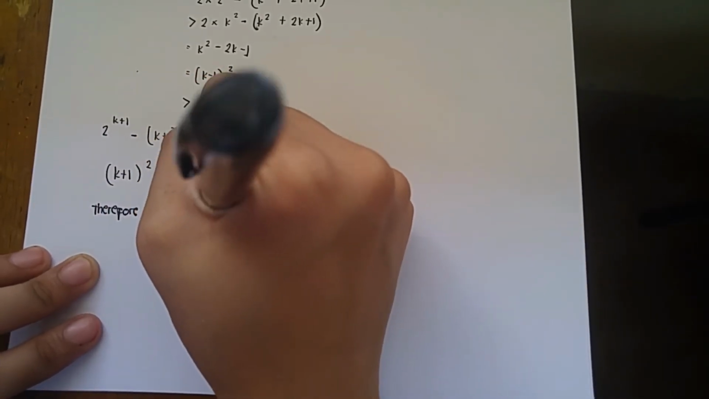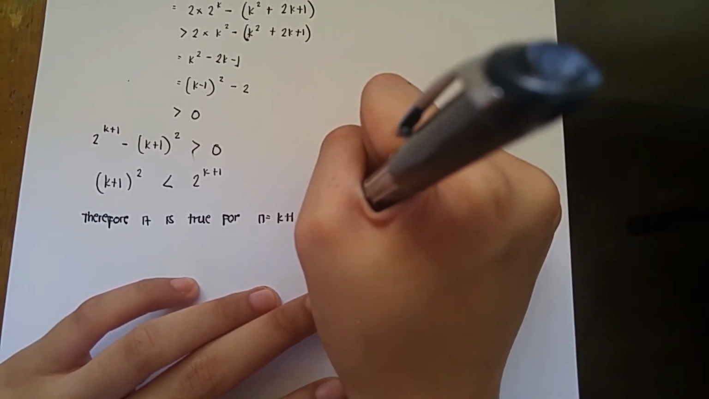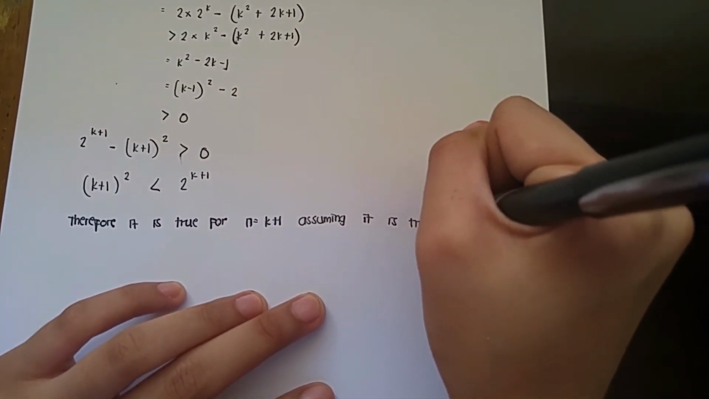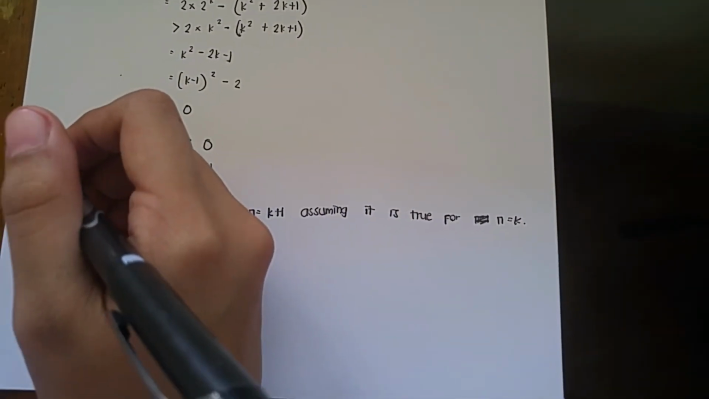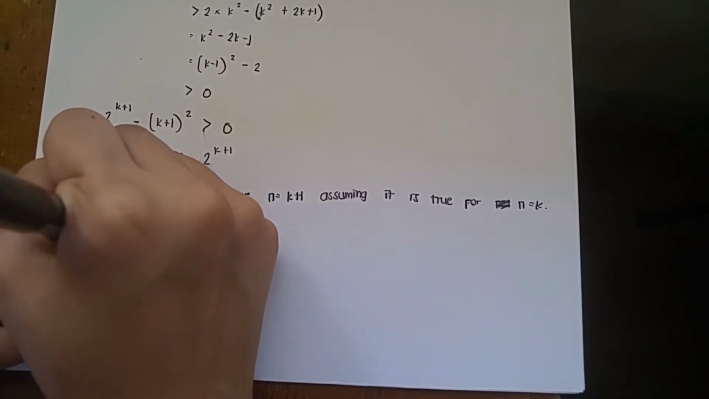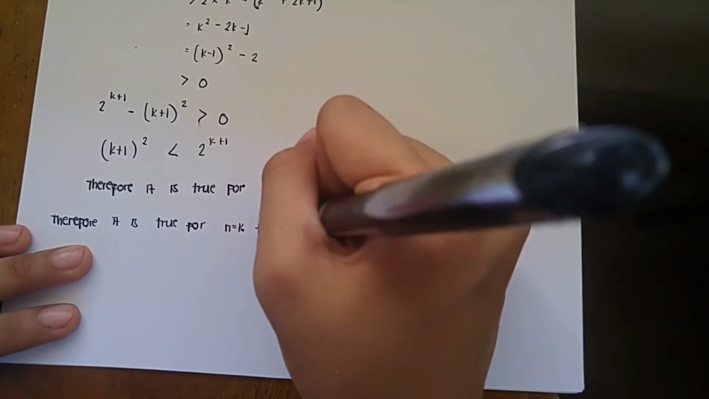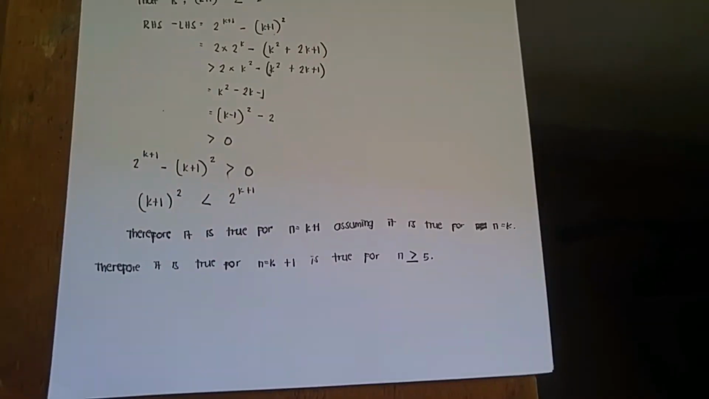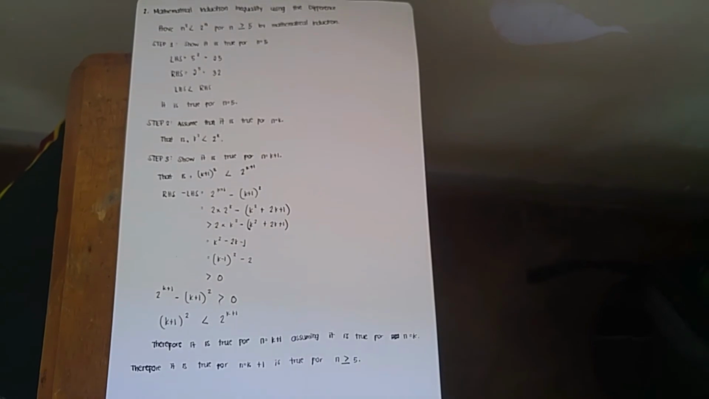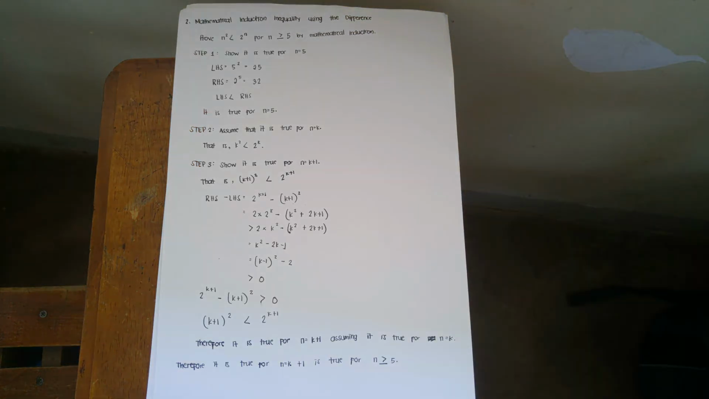Equals k squared minus 2k minus 1, which is equal to quantity k minus 1 squared minus 2, greater than 0. 2 raised to k plus 1 minus quantity k plus 1 squared is greater than 0. K plus 1 squared is less than 2 raised to k plus 1. Therefore, it is true for n equals k plus 1 assuming it is true for n equals k. Therefore, it is true for n greater than or equal to 5.